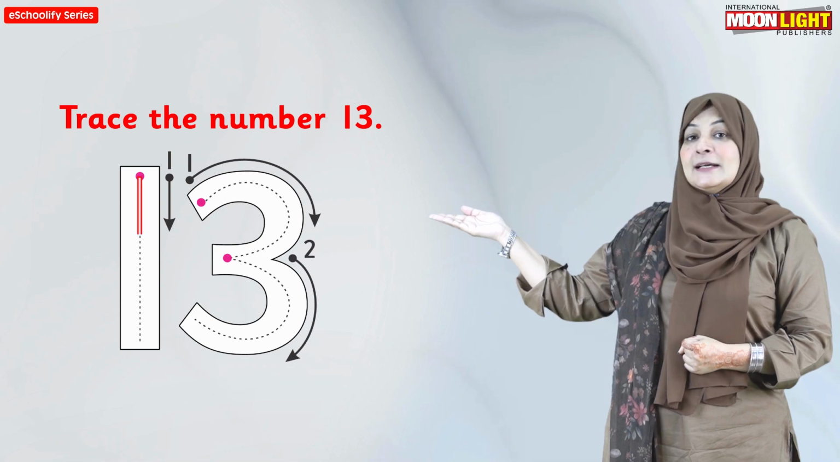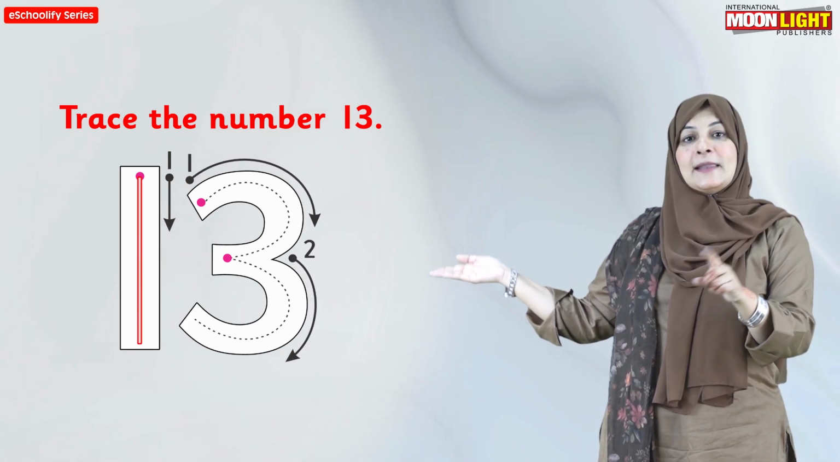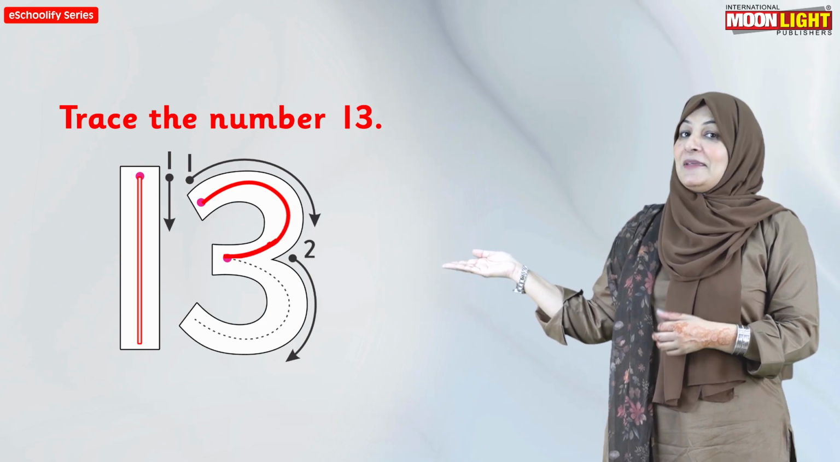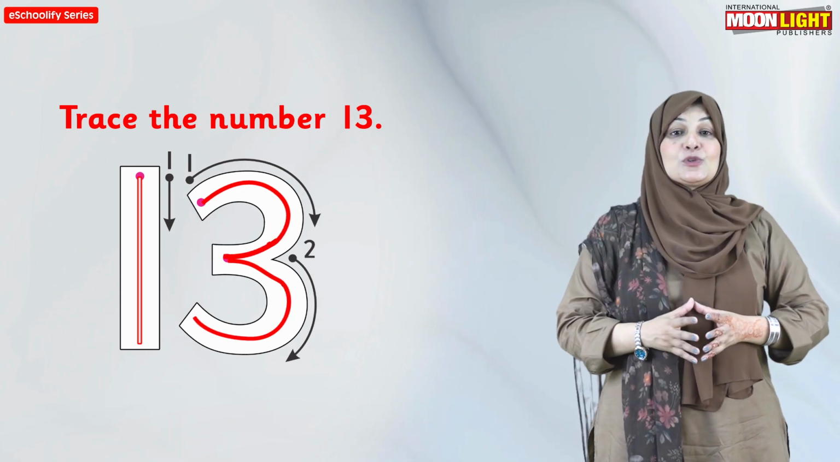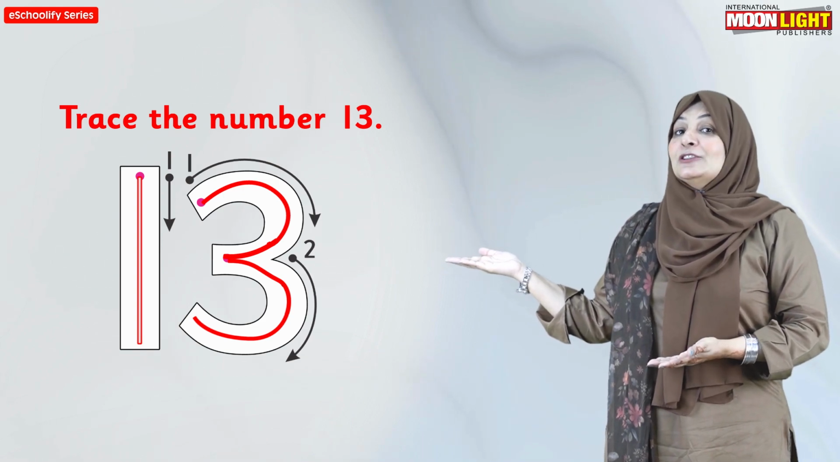Start from the dot, come straight down. It will make number 1. Make a semicircle, make another semicircle. It will make number 3. 10 and 3 make 13.